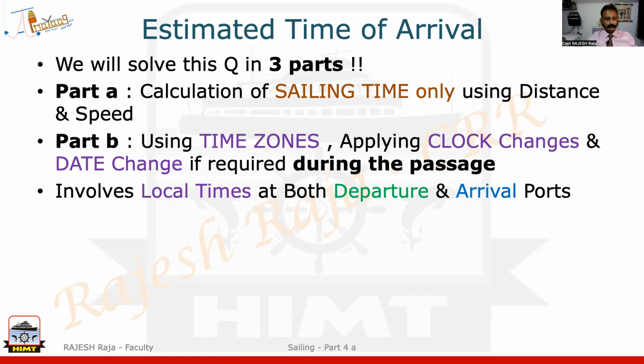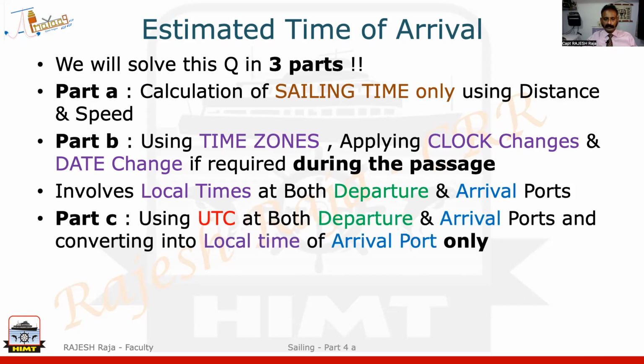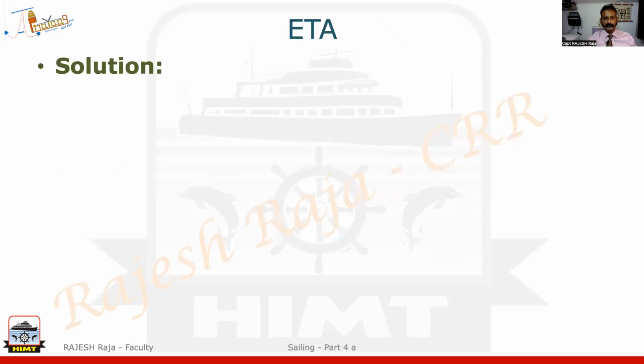Then I have part C. In part C, I'm going to use UTC. So I'm going to use UTC of both departure and arrival ports. Then finally, after I get my ETA, I'm going to convert it to the local time of arrival port only. So these are the three parts I'm going to do. And in this video, what I'm going to do today is only talking about part A. Breaking them into parts makes the video smaller and much easier to concentrate on and understand as well.